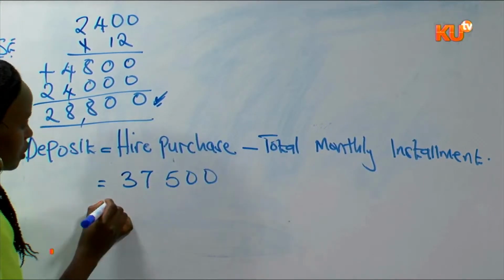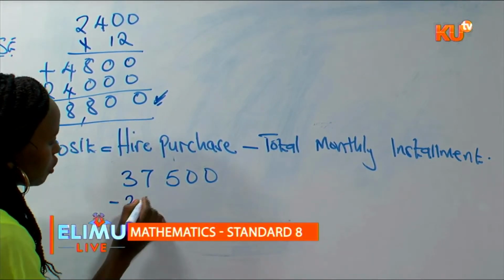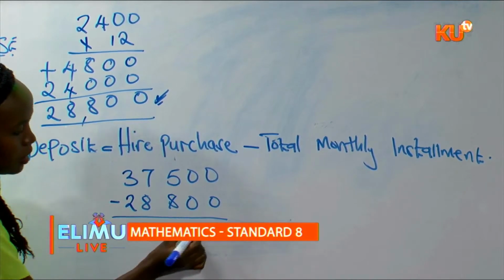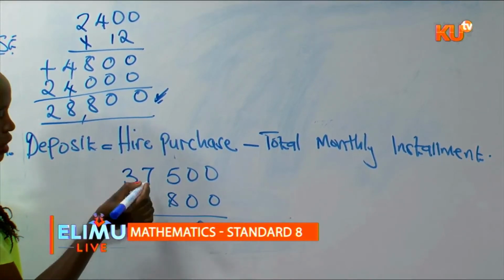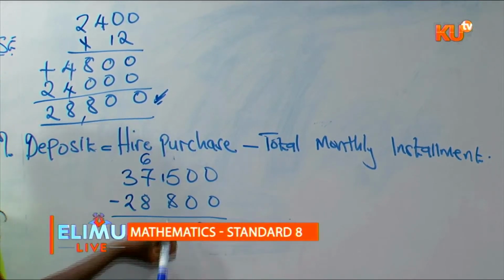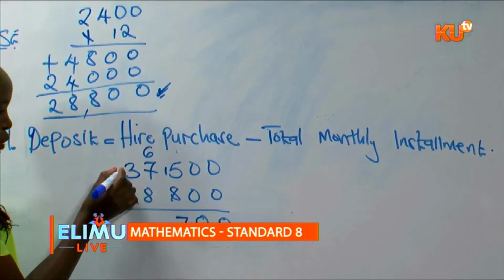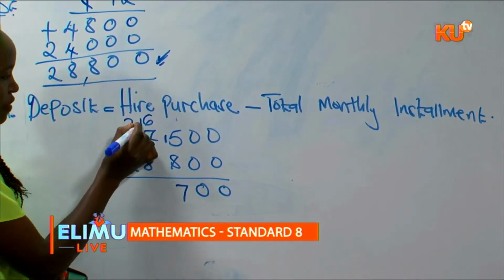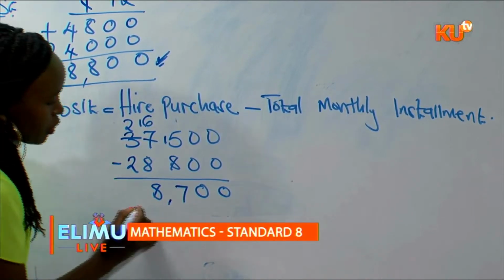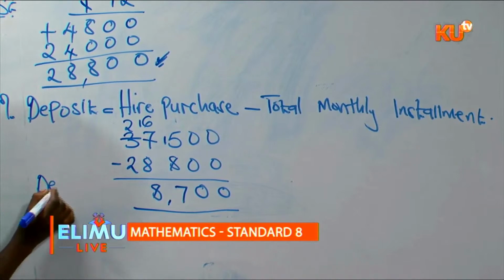37,500. We subtract, or we take away the total monthly installment, which was 28,800. 5 minus 8, impossible. We borrow 1 from 7, we remain with 6. We bring it here, we have 15 now. 15 take away 8 is 7. 6 minus 8, it is impossible. We borrow 1 from 3. We remain with 2. I have a 16 now. 16 minus 8 is 8. 2 minus 2 is 0. I have 8,700. 8,700 was now the deposit.